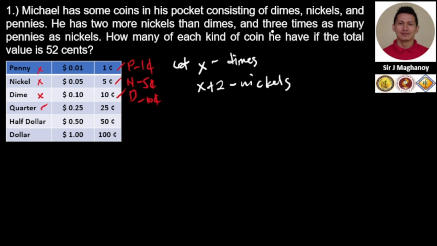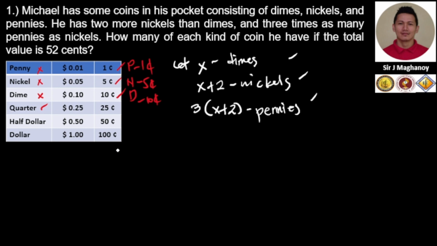How about the third variable, 3 times as many pennies as nickels? If x plus 2 is our nickels, times 3 for that, that is your pennies. So 3 times nickels, that is your pennies. Okay, so our variables are clear. We have the dimes, the nickels, and the pennies. Now, to formulate our equation: the total value is 52 cents. So the total of these three variables is 52 cents.